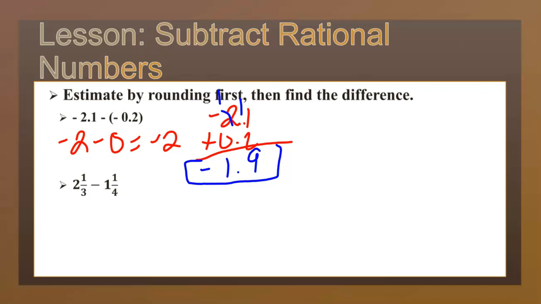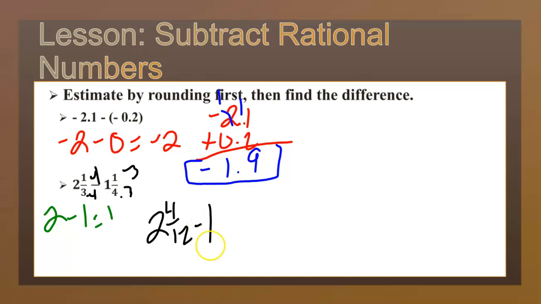Next, 2 1/3 minus 1 1/4. So I'm just going to round. So this will be 2 minus 1, which would give us 1. So now the common denominator to find the exact is 12. So I'll multiply this by 4/4, this side by 3/3, and we're left with 2 4/12 minus 1 3/12. And when I subtract them, I get 1 1/12, which is very close to our estimate, which we said was 1.